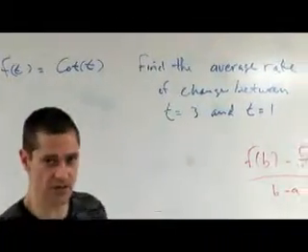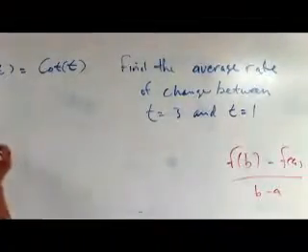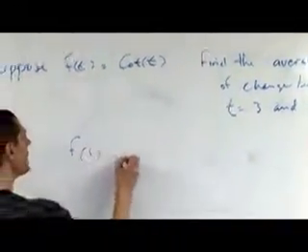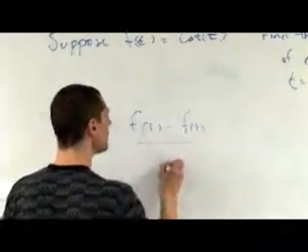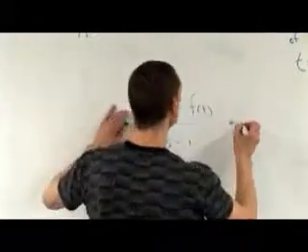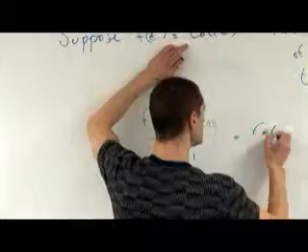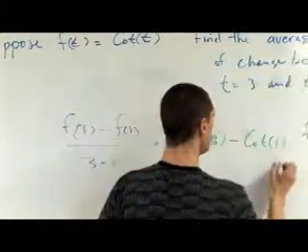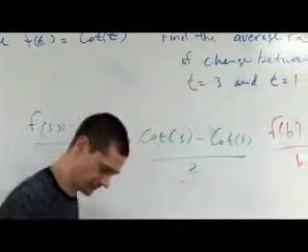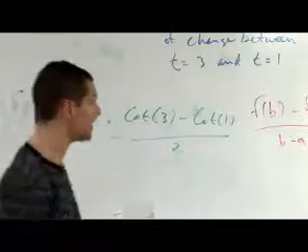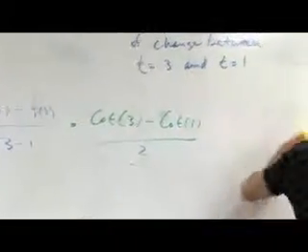To some degree, this is just formulaic. So this is going to be f(3) minus f(1) divided by 3 minus 1. 3 minus 1 is just 2. So this is going to be cotangent 3 minus cotangent 1 divided by 2. So far, that's what we have. We may wish to simplify this. Undoubtedly, you're going to have to.